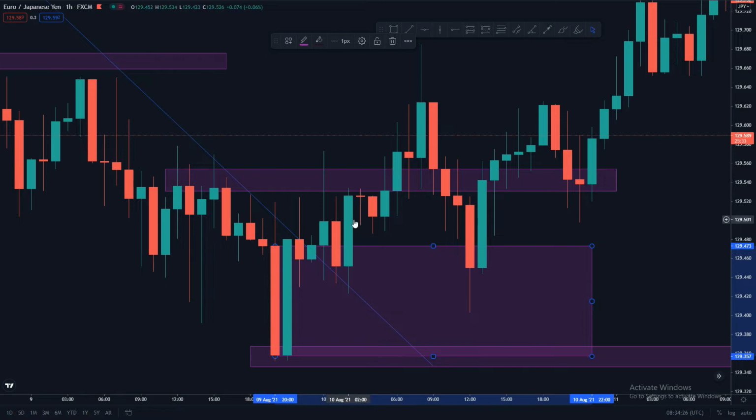As you can see guys, this one was the last one before the whole move. This was the last bearish candle that created this whole move. For the market to start going up, what happened? It is because of this one, right? So this is the one that we are going to identify.